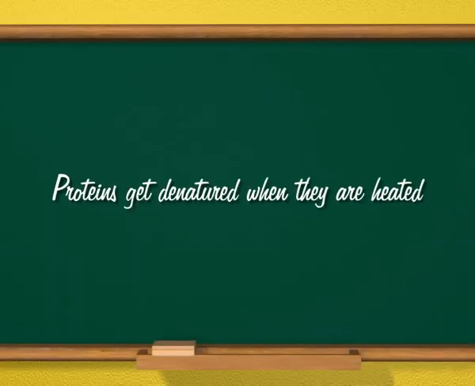Effect of heat on protein. The most energetically stable state of a protein is called its native state. In this state, the protein possesses maximum hydrogen bonds. In other words, this state corresponds to the proteins found in a biological system with a definite configuration and biological activity. Proteins get denatured when they are heated.